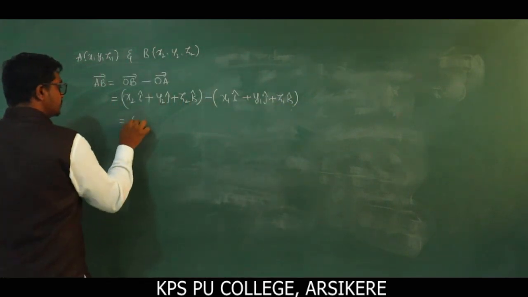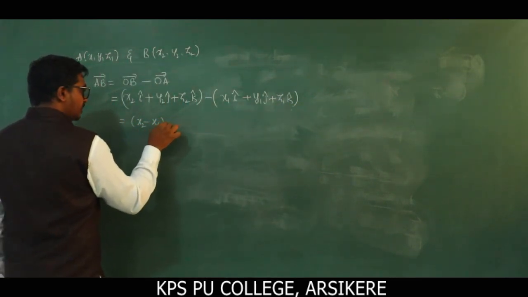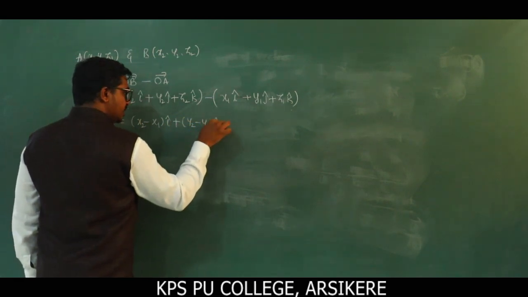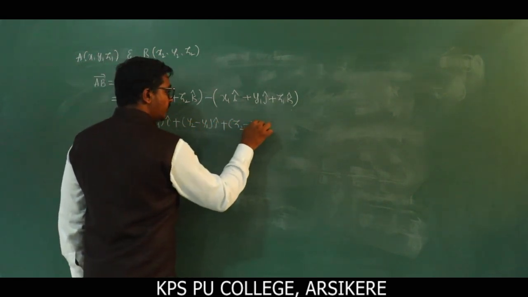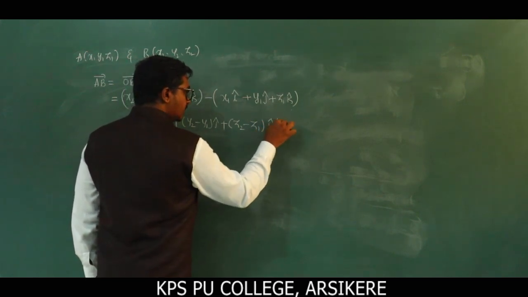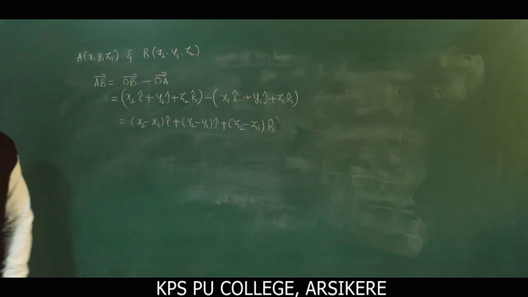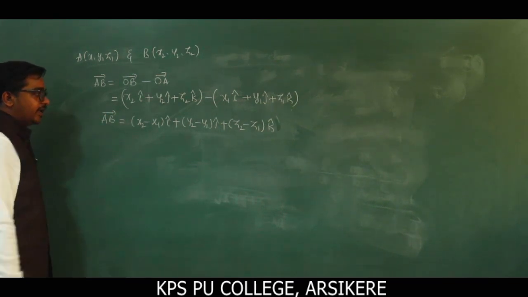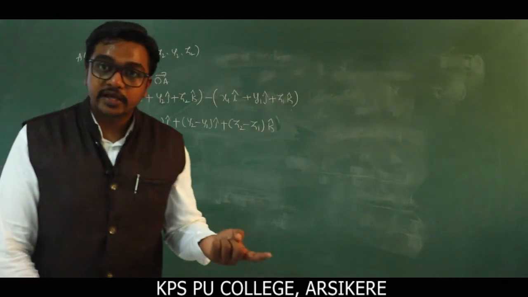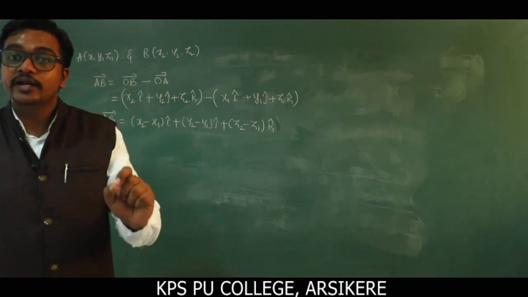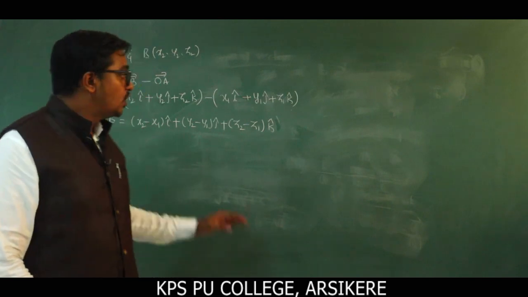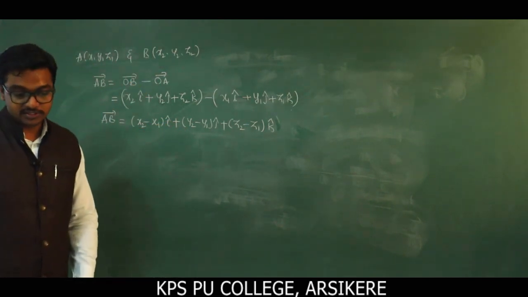So this becomes x2 minus x1 into i cap plus y2 minus y1 into j cap plus z2 minus z1 into k cap. This is a method. So this is called vector joining 2 points. Vector AB is equal to x2 minus x1 into i cap plus y2 minus y1 into j cap plus z2 minus z1 into k cap. This is the vector joining 2 points.